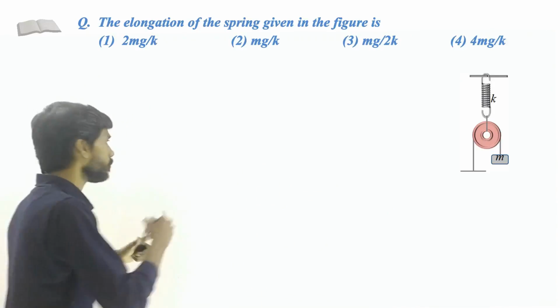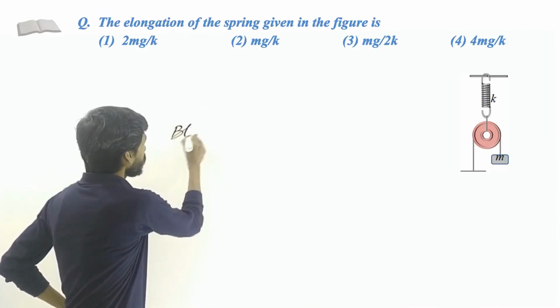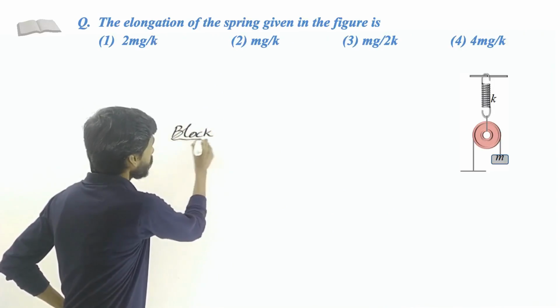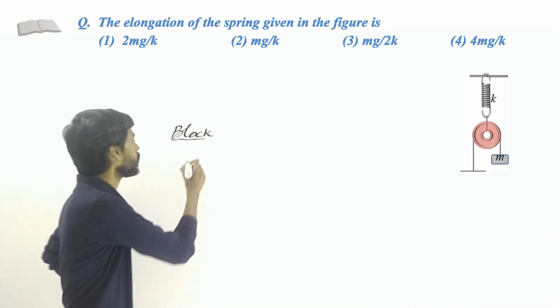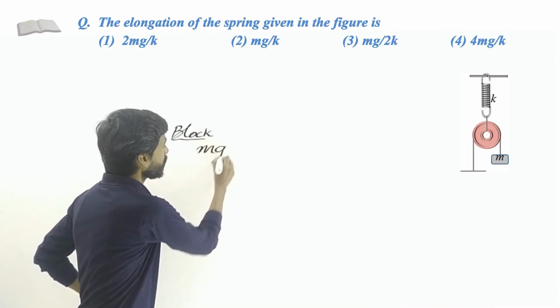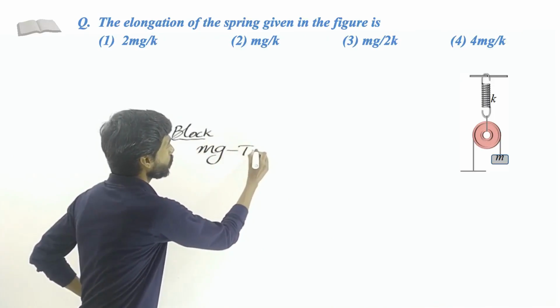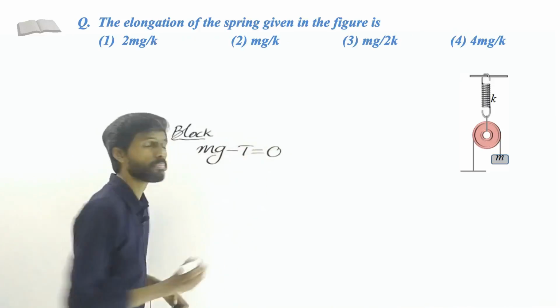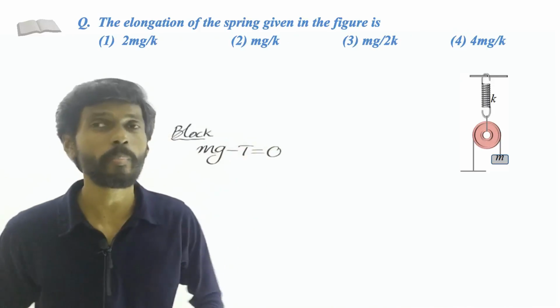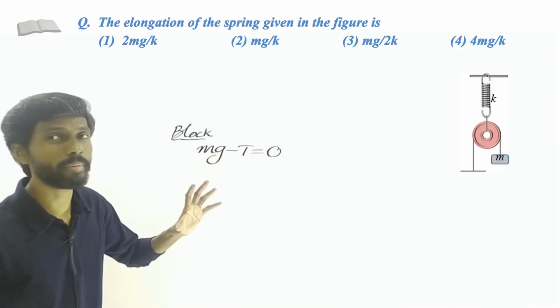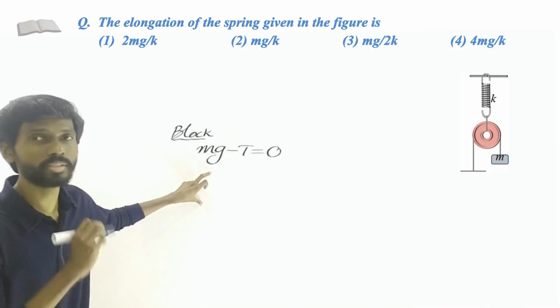Okay, block. So the forces acting on the block are the gravitational force in the vertically downward direction. Gravitational force mg in the downward direction minus the tension force due to the string must be equal to 0, right? Total force is 0 because the block is in equilibrium. So that is done first for the block.